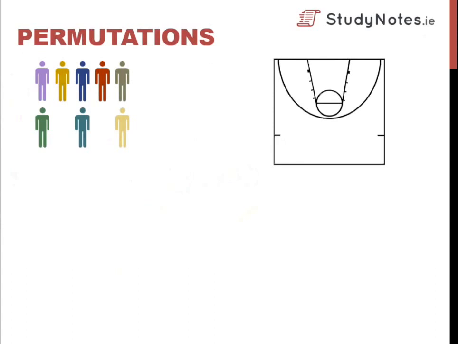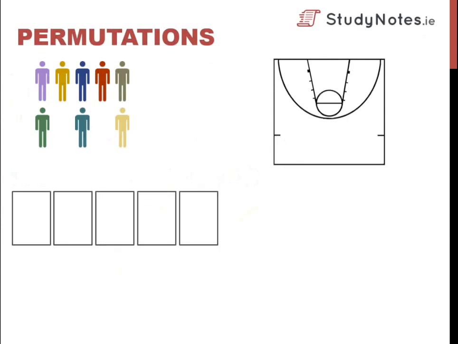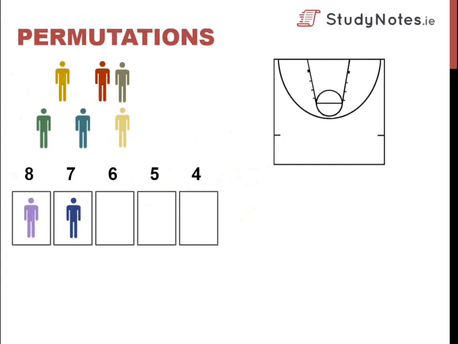So let's draw some boxes to represent each position on the team. So in total we'll have 5 boxes. Now we can look at each box individually. For the first position, all 8 players are available, so we can place an 8 above the first box. And we can imagine that we've selected the purple player for the first position. In the next position, there's going to be 7 players available, and we can imagine that we could select the blue player for this position. And we can continue on with these, selecting the 3 remaining boxes.